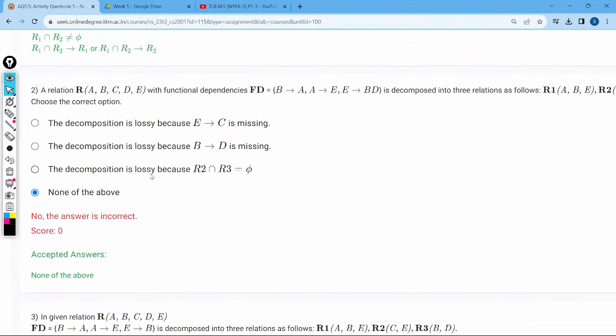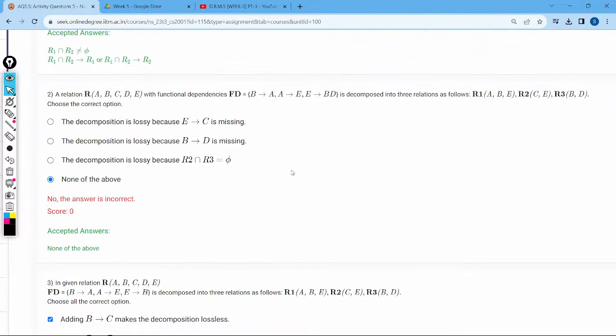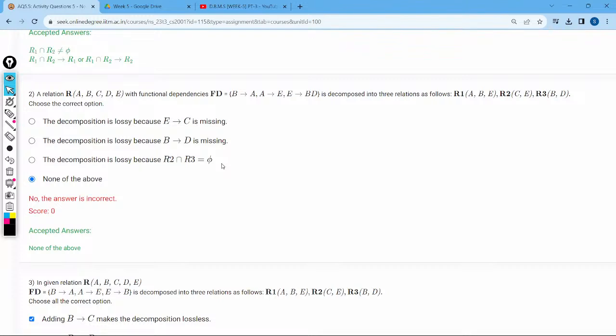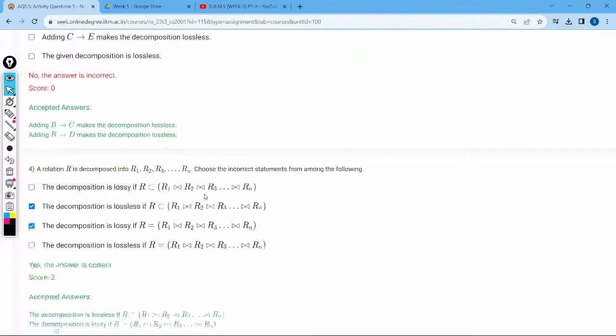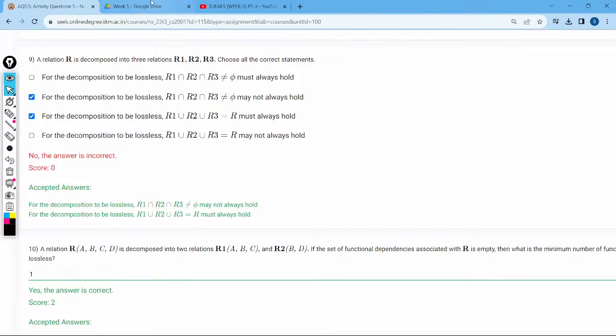For a relation ABCDE, the following functional dependencies are given, and it is decomposed right here. Choose the correct option. Since it is decomposed into three, and this relation may not always hold, as we have just learned, let's also check this here.